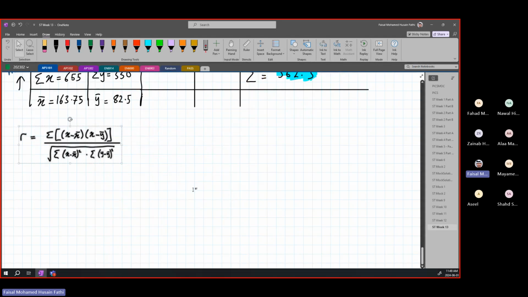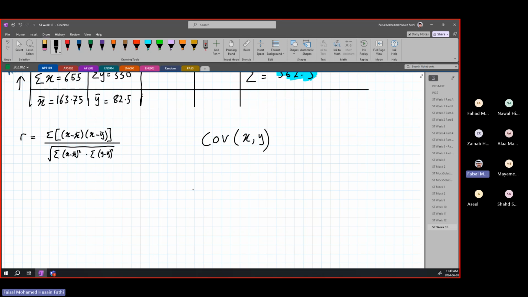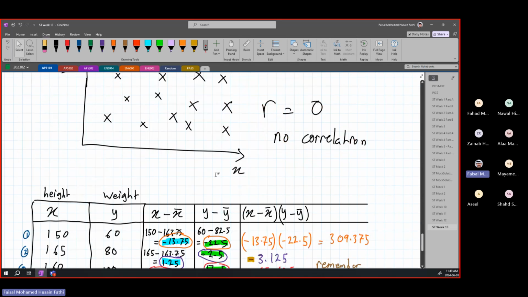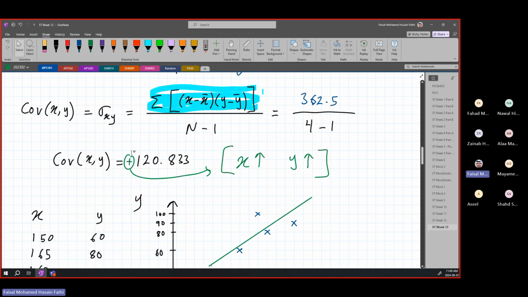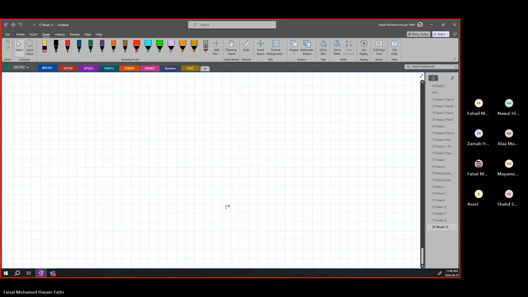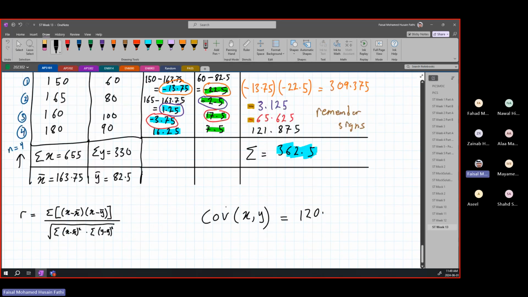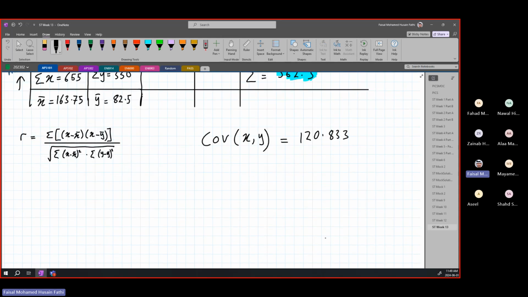So this is one specific method, but for me, since we already found the covariance of xy, what value did we get for the covariance earlier? Covariance was 120.833. Since we already found the covariance, I like to usually use this equation. Again, this depends on each person. R is equal to the covariance divided by the standard deviation of x times the standard deviation of y.